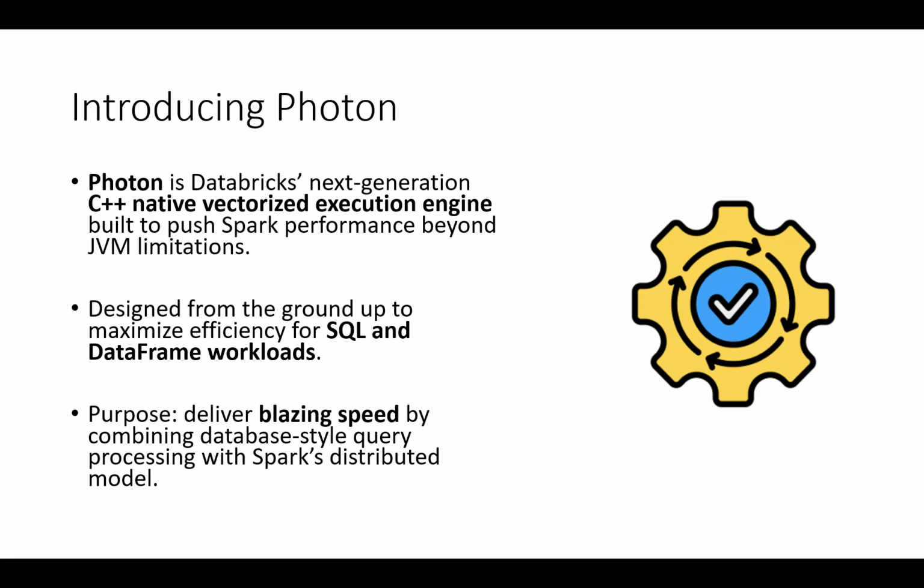It is meant to maximize the efficiency for SQL and DataFrame workloads. The whole purpose is that it can avoid the limitations of JVM and give blazing native speed. The basic idea of building Photon was to combine two things: database style query processing along with the Spark distributed model. So it's the best of both worlds.